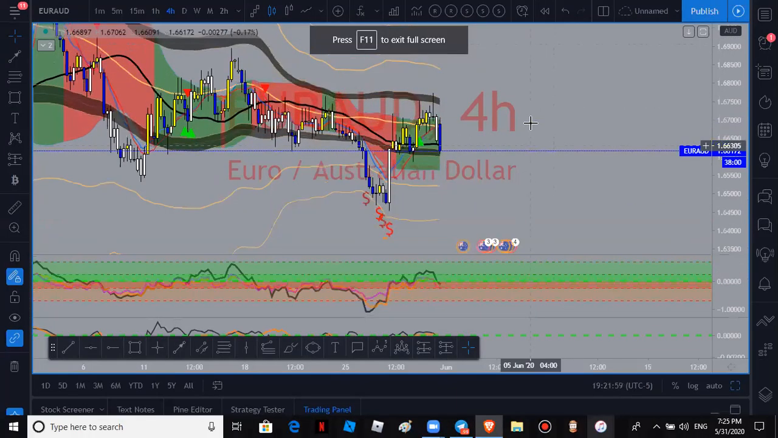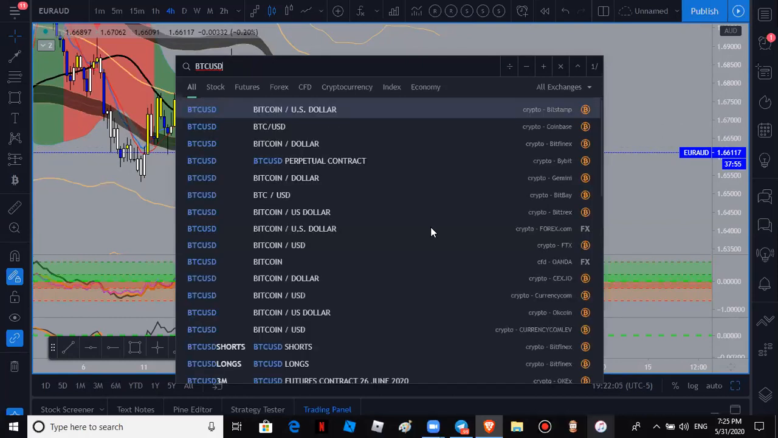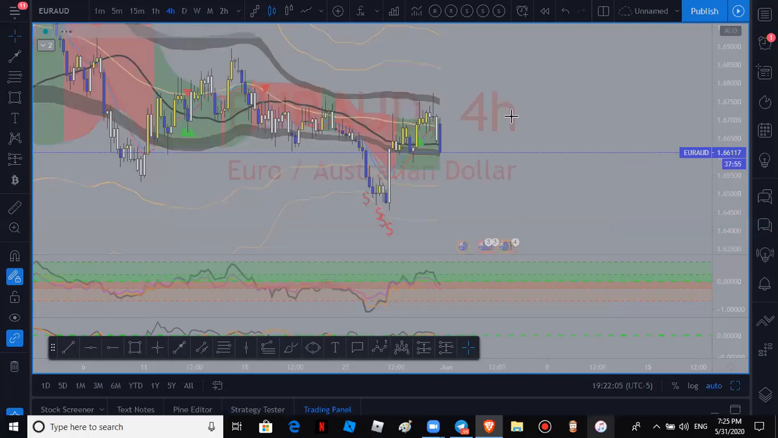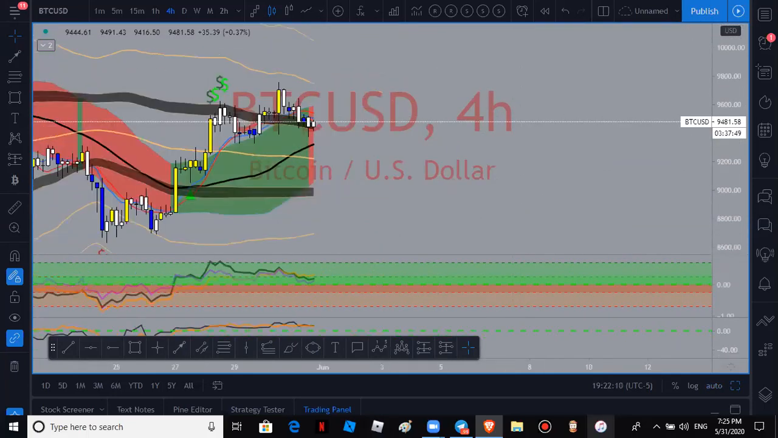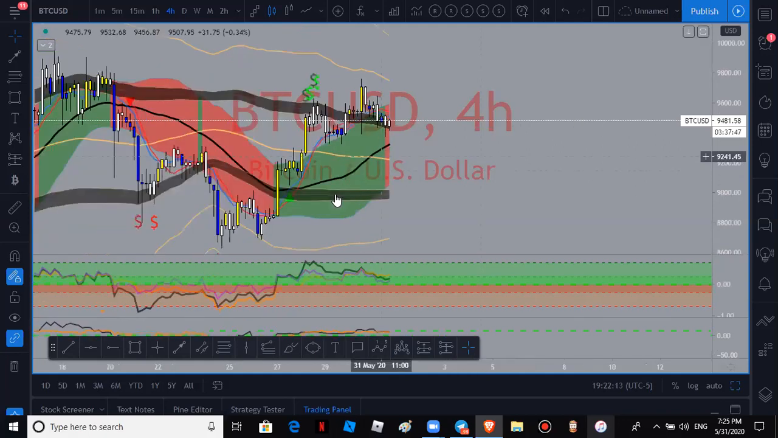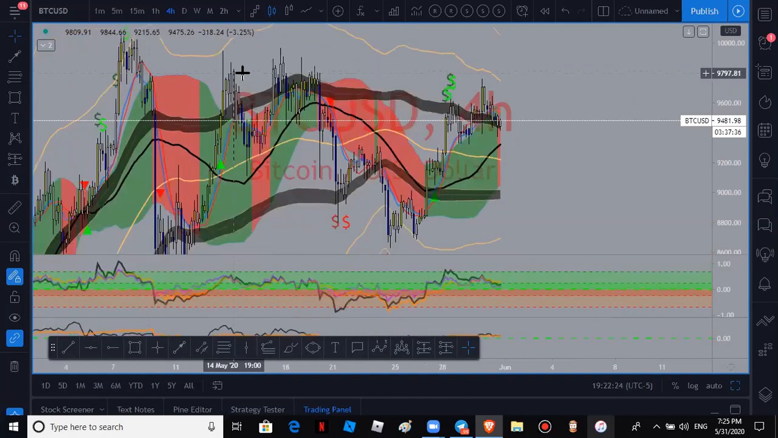All right, I'm going to go on to, last but not least, some crypto. I haven't been trading this a little bit, but it looks pretty bullish right now. Currently, it looks bullish, but I'm kind of iffy on the buy, honestly. I called the buy right here. It did buy up, came up to 9,800, the same area where it was at last time before it dropped.